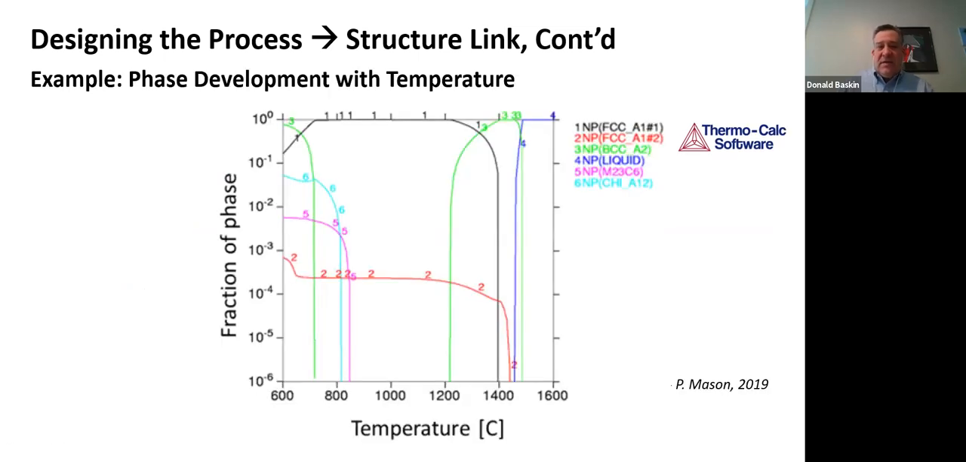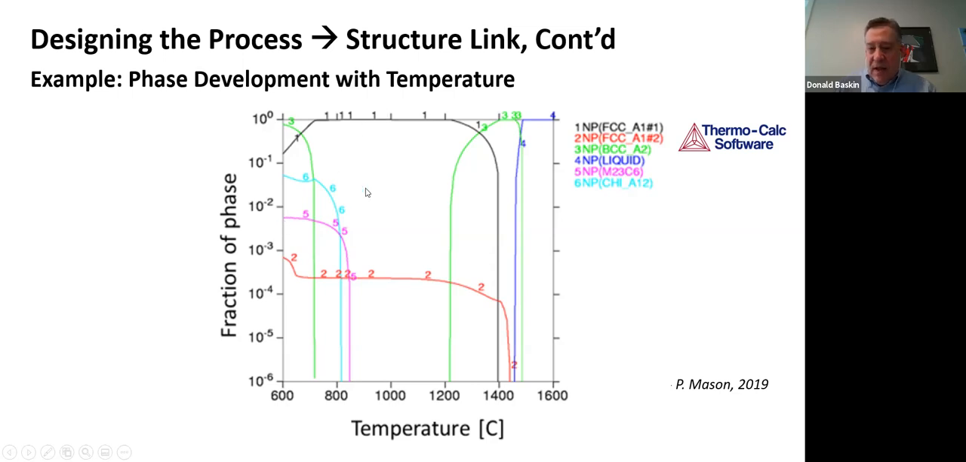ThermoCalc can also tell you, for a given composition, how these phases change in terms of how much is there. Here is a graph that shows the fraction percent of these precipitates versus temperature. It shows how, as you're heating up this material, these different phases will appear, disappear, and reappear.